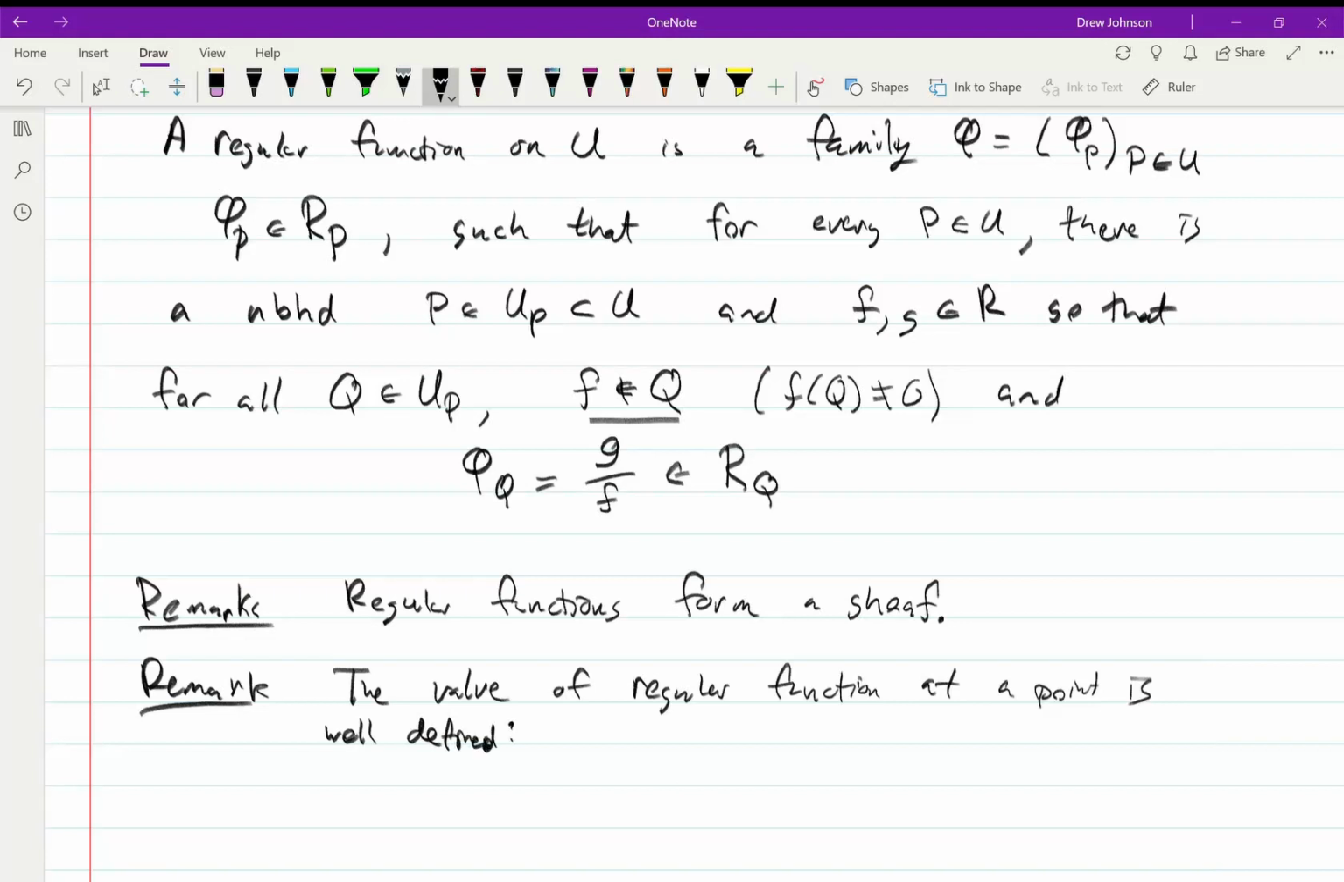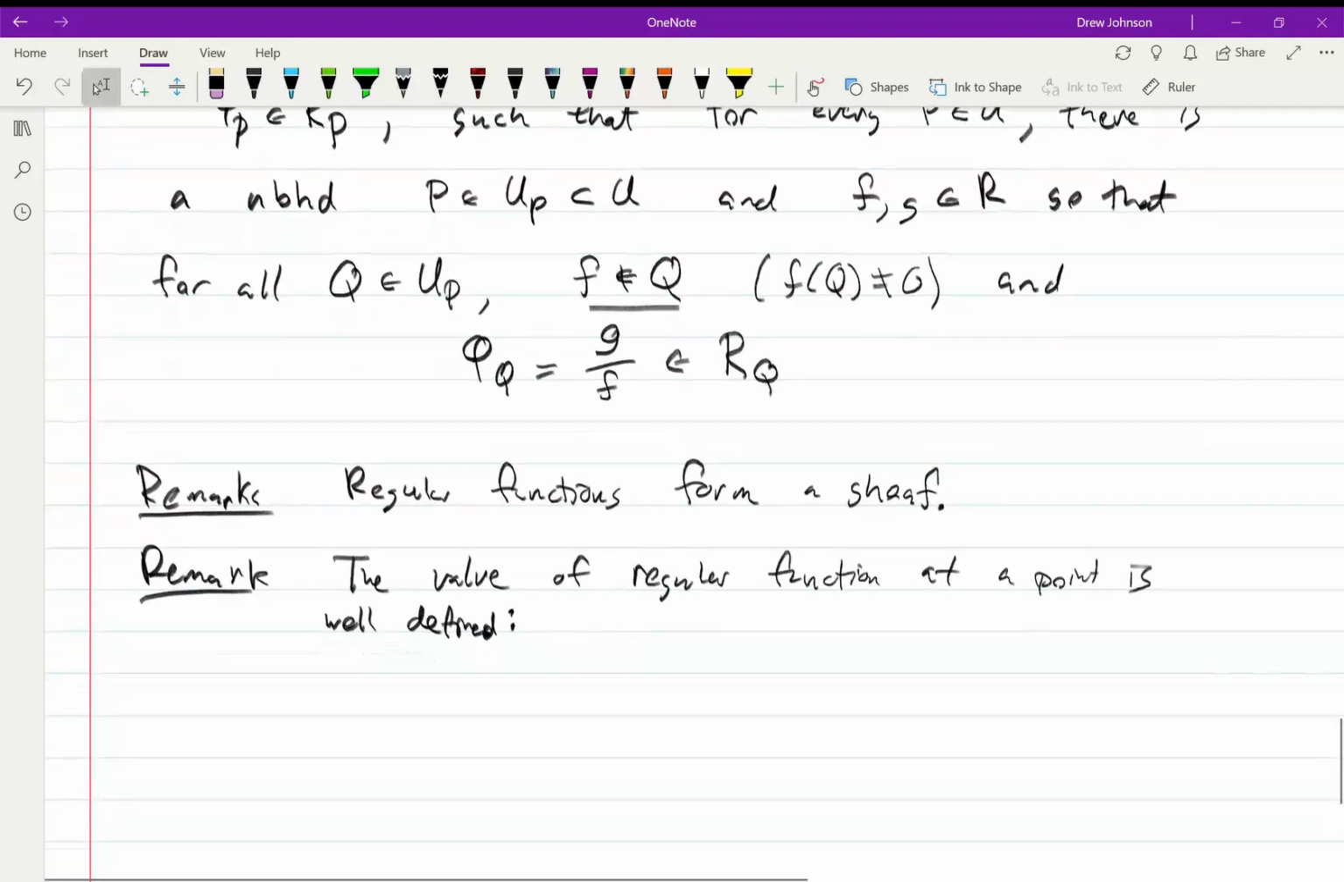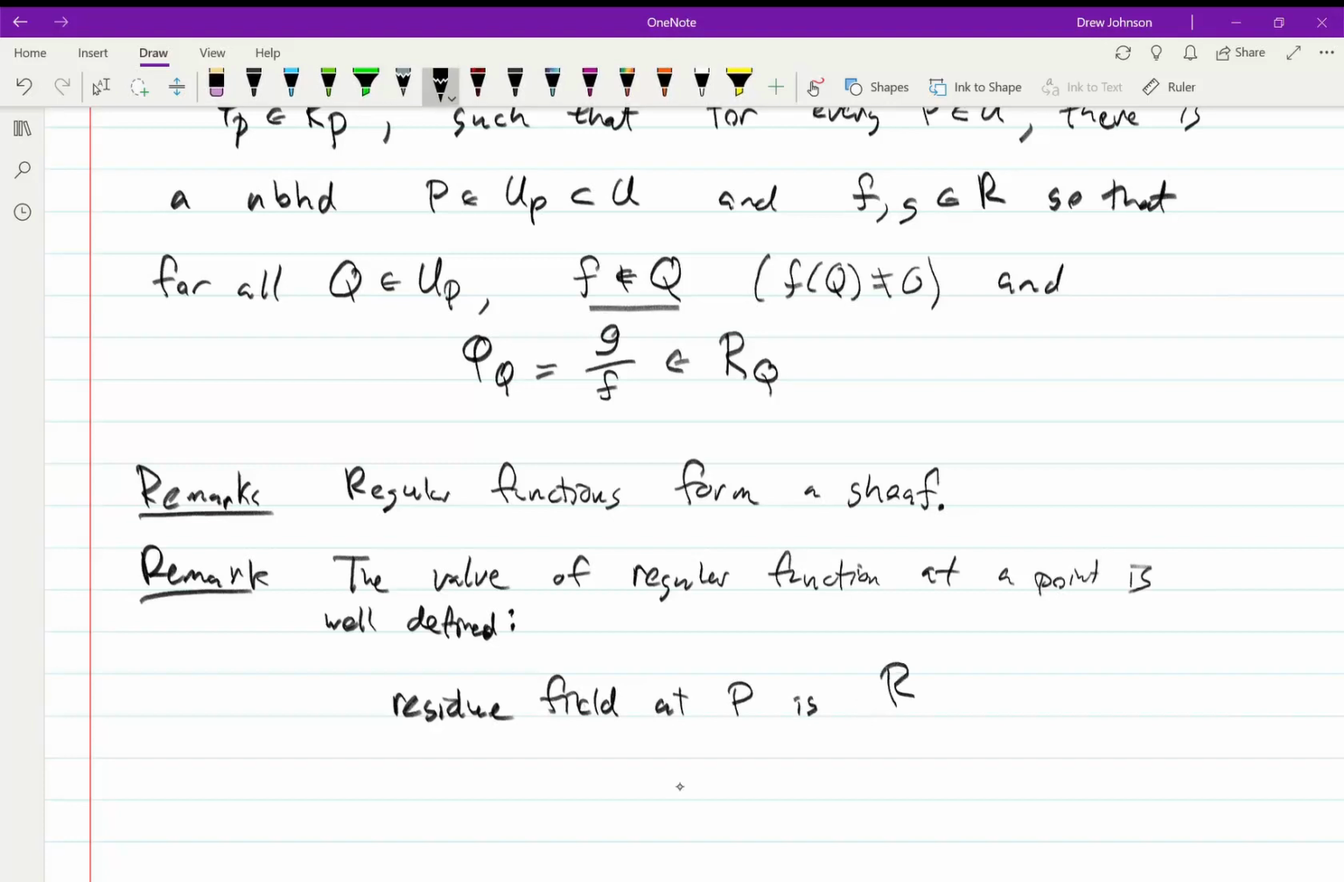Because, well, what am I saying here? I'm just saying that the residue field at P is just, you can think of it as R localized at P mod out by P R_P, if that makes sense, right?